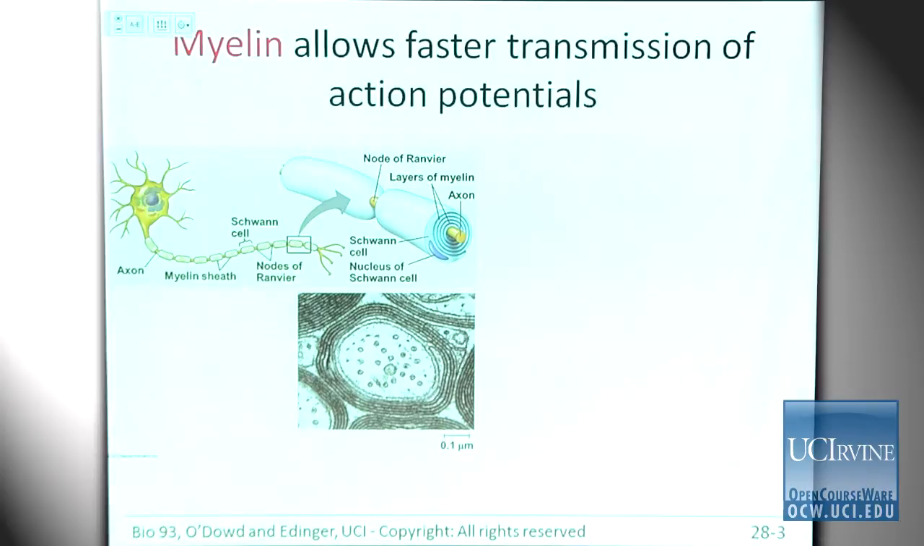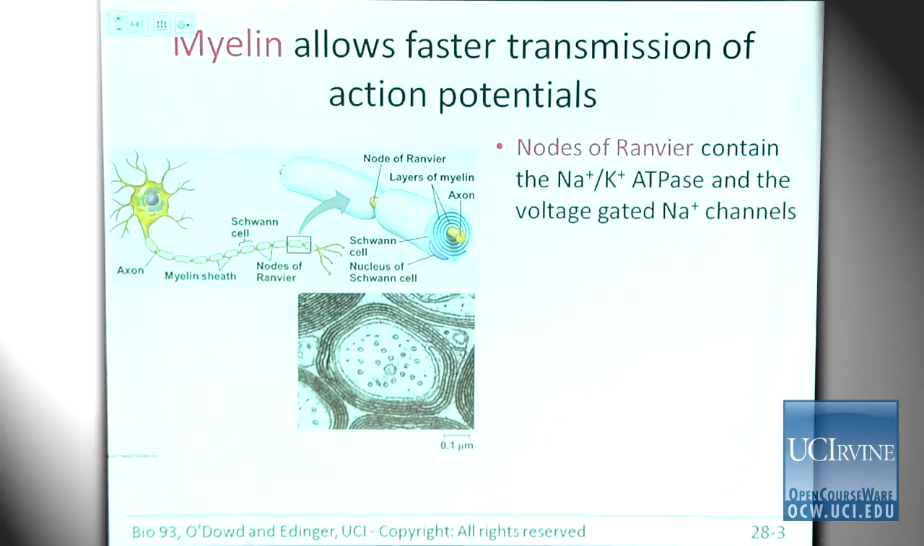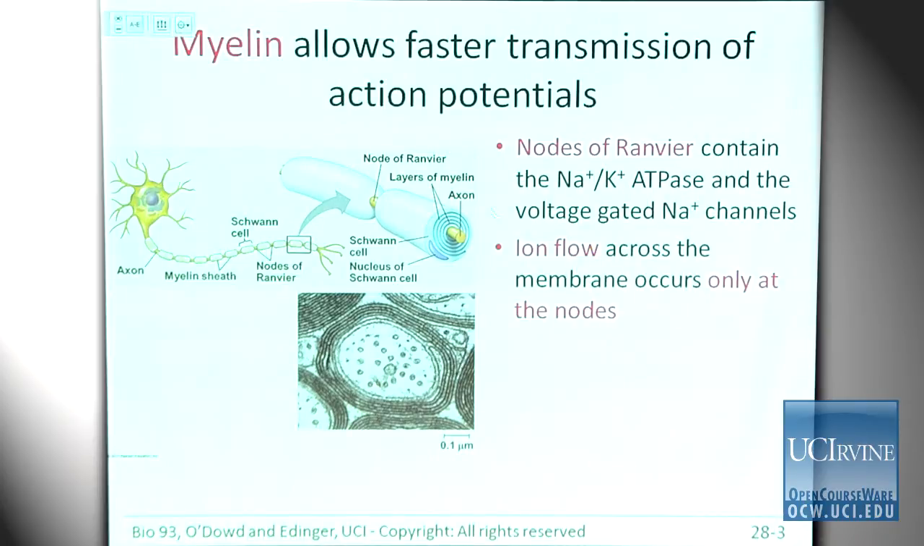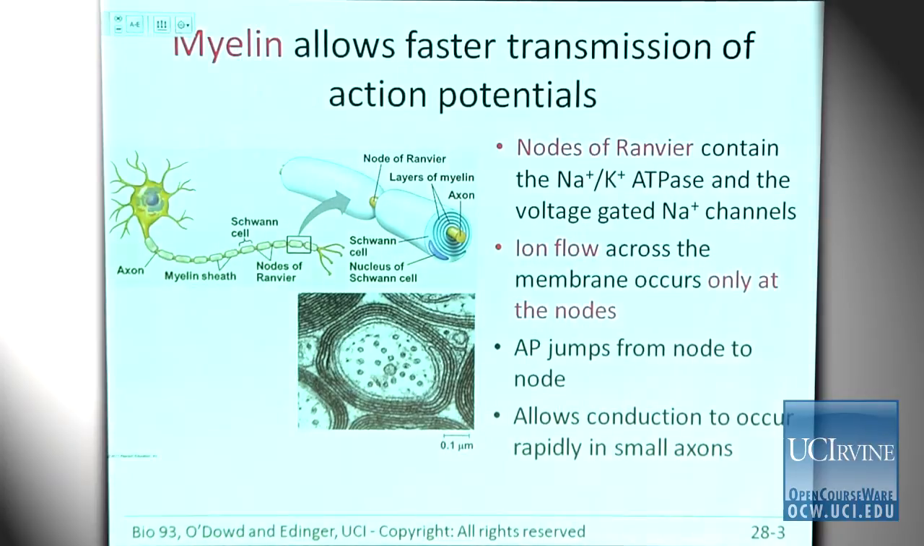There are places where there is no myelin. These are called the nodes of Ranvier. The nodes of Ranvier contain the sodium-potassium ATPase and the voltage-gated sodium channels that are required to initiate an action potential. So these areas that are coated with myelin don't have these things and can't generate an action potential. The ion flow occurs only at these nodes during the action potential. And that means that the action potential will jump from node to node down the axon. And this allows conduction to occur quickly, even in the small axons that mammals like us use.